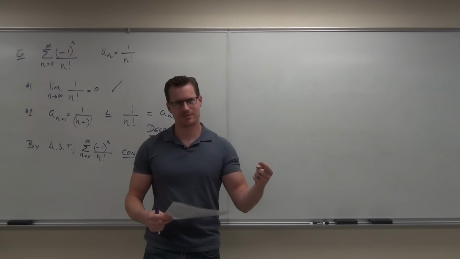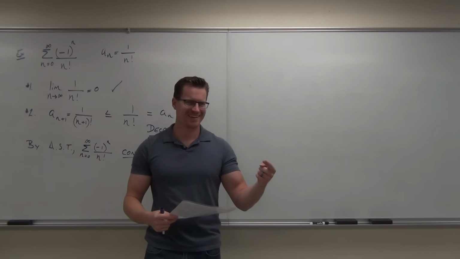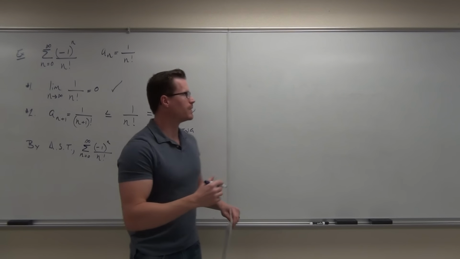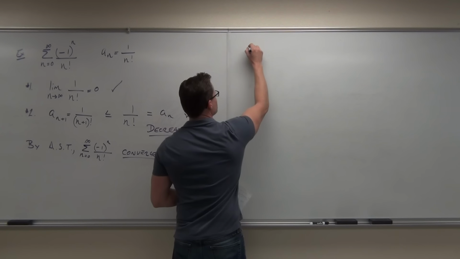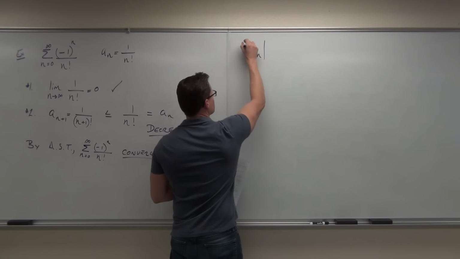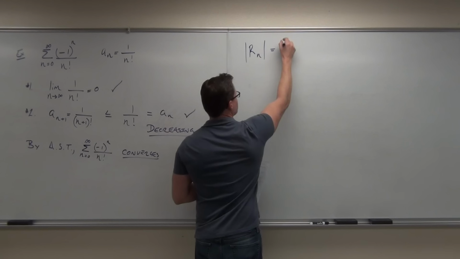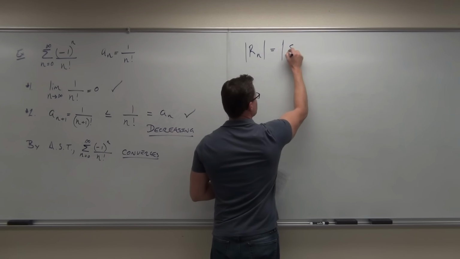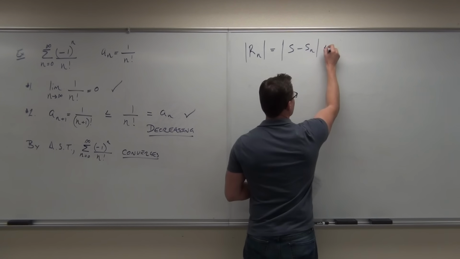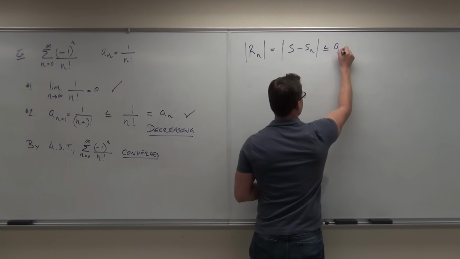Some of you are looking at me like that sounds like a riddle. Yes, well, I'll explain that in just a second. Let's start with what we know. What we know is that there's going to be some sort of an error. And we know that that error will be the difference between the sum and the partial sum in terms of absolute value. And we also know that this will be less than a sub n plus 1.